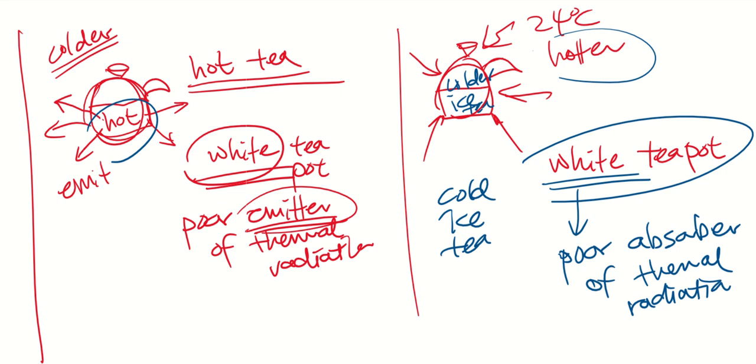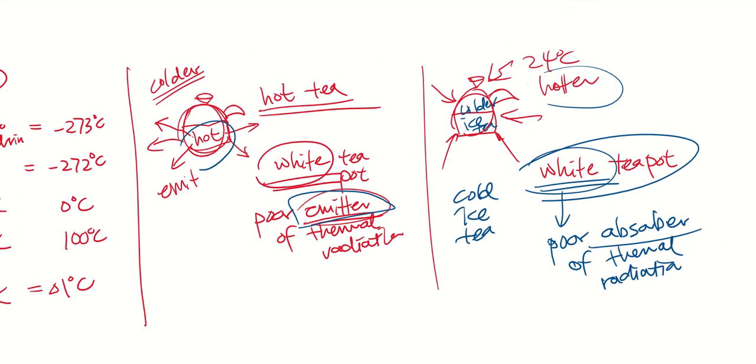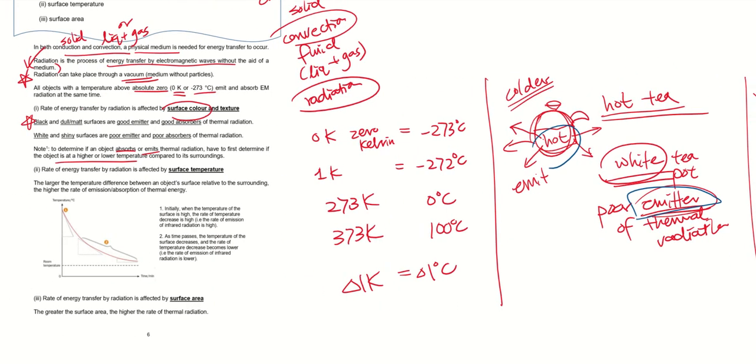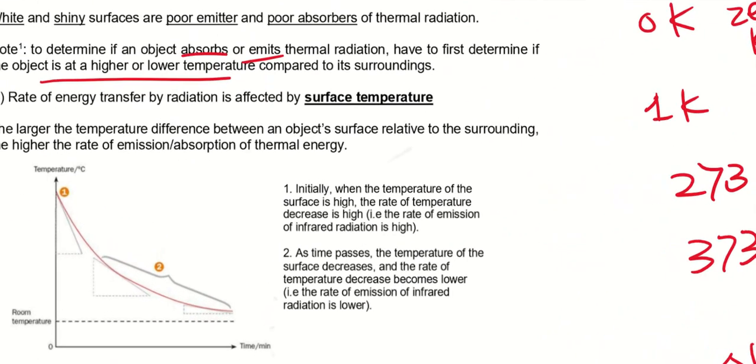So the question to ask yourself is to compare where is it hotter? Is it the surrounding or is it the object itself? Then you ask yourself whether you want to emit or absorb thermal energy. Then you choose your color, and based on whether you want to absorb or emit, that will be how you frame your answer. It takes a little bit of getting used to, but always ask yourself, where is it hotter?